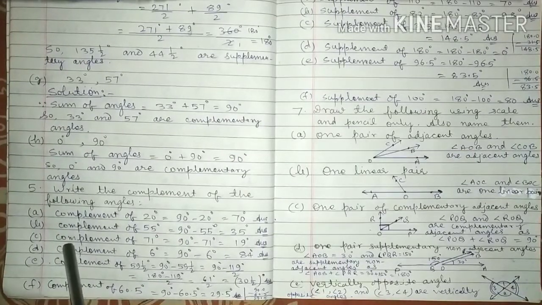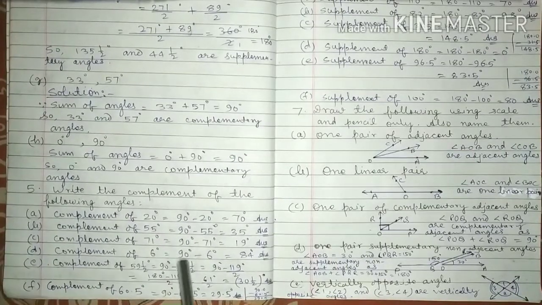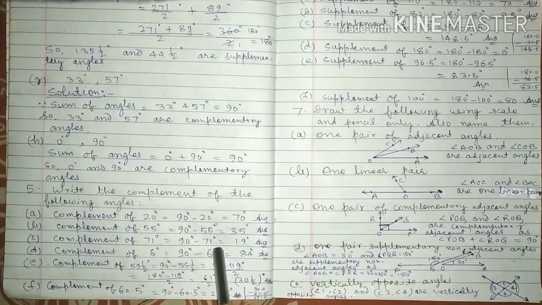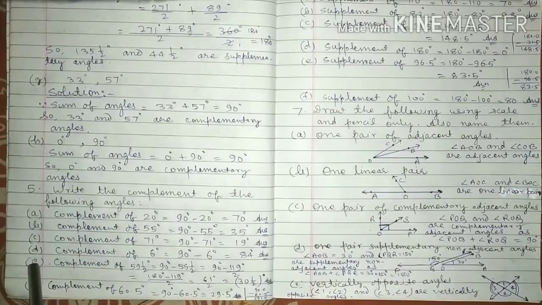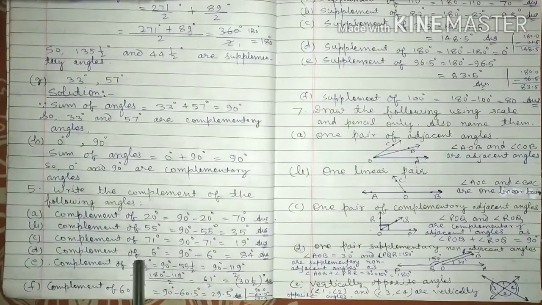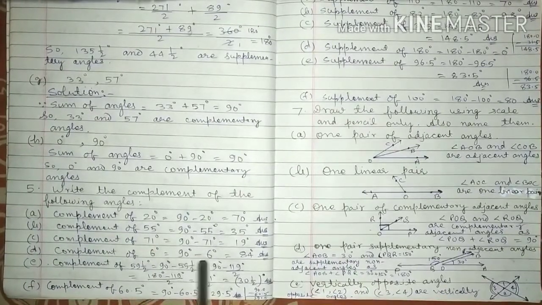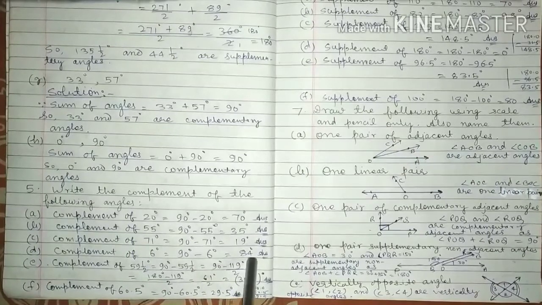C. Complement of 71 degrees equals 90 degrees minus 71 degrees equals 19 degrees. This is the answer of question number C. D. Complement of 60 degrees equals 90 degrees minus 60 degrees equals 84 degrees.